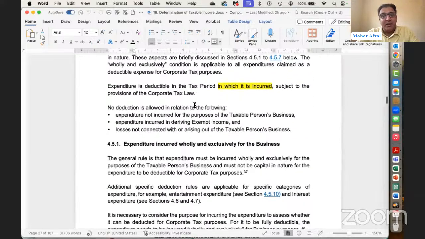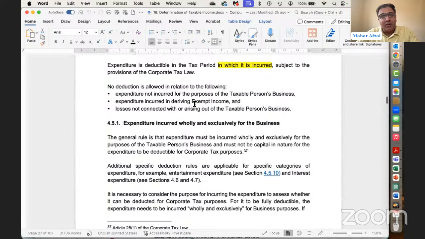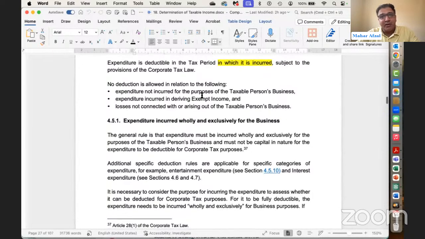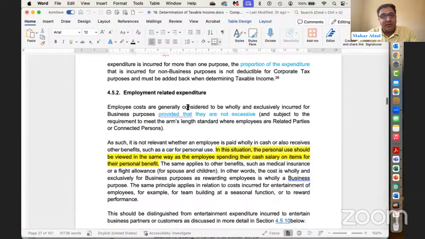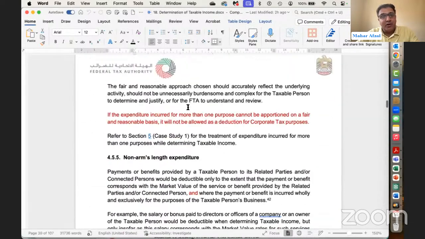So basically, you need to make the adjustment for allowable and non-allowable business expenses. The non-allowable ones you cannot claim. You can claim only expenses related to the business, subject to rules and conditions, as given in the guide. Employee-related expenditure I have already highlighted.